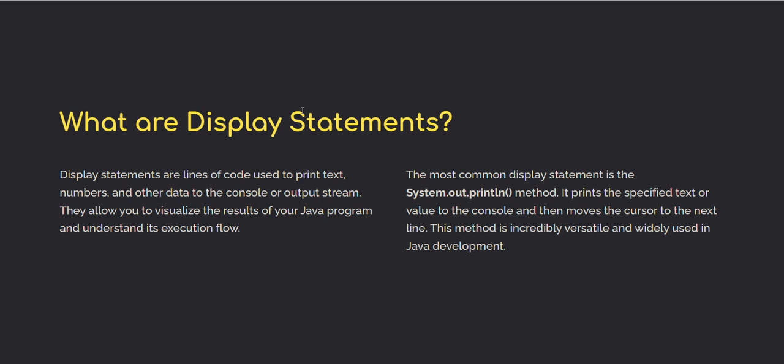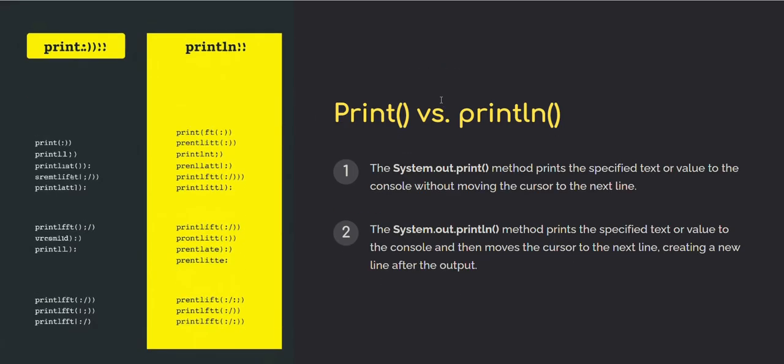So, what are display statements? Display statements are lines of code used to print text, numbers, and other data to the console or output stream. They allow you to visualize the results of your Java program and understand its execution flow. The most commonly used display statements are System.out.println and System.out.print.